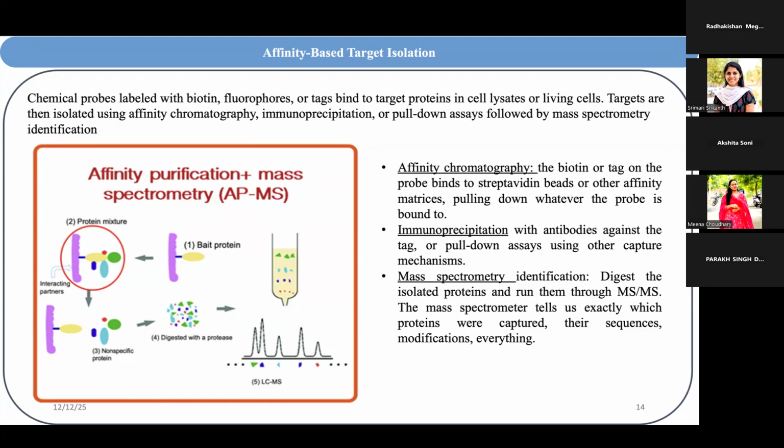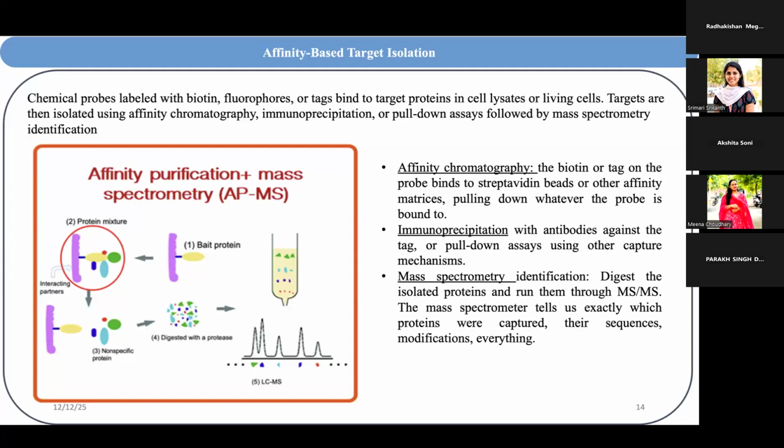In affinity chromatography, the biotin tag on the probe binds to streptavidin beads or other affinity matrices, pulling down whatever the probe is bound to. Otherwise, we can use immunoprecipitation with antibodies against the tag, or pull down using other capture mechanisms. Once we have pulled down those targets, we use mass spectrometry for identification. We digest the isolated proteins and run them in the mass spectrometer. The mass spectrometer tells us exactly which proteins are captured, with sequence and modification information.